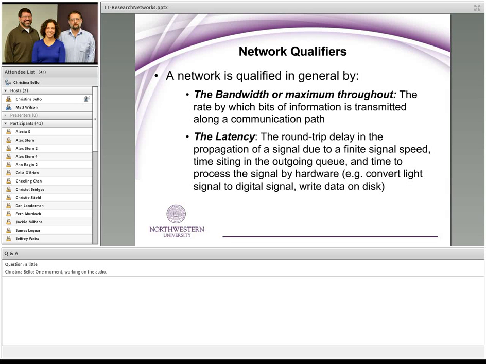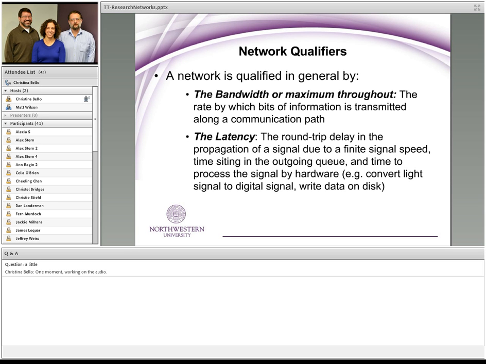Now, how do we qualify a network? Well, there are many qualifiers for a network, but we're just going to use the major 2 of them. It's basically qualified by the bandwidth, or what we call the maximum throughput, and that's basically the rate by which bits of information are transmitted through a communication path. The next part is the latency, which is how much of a round-trip delay in the propagation of a signal those packets will encounter. This would be due to maybe finite signal speed.